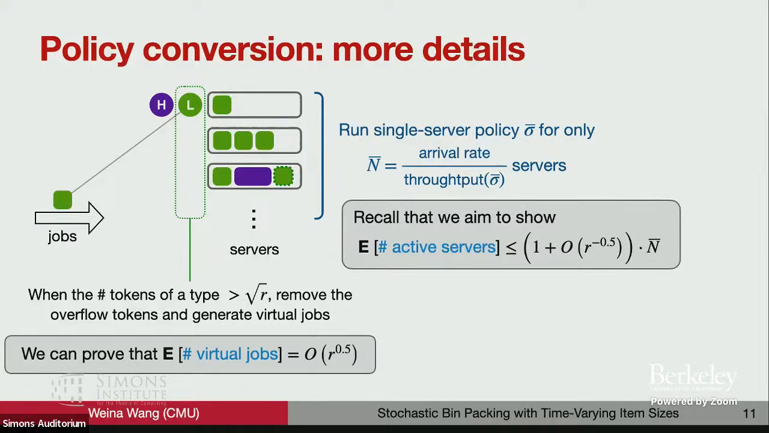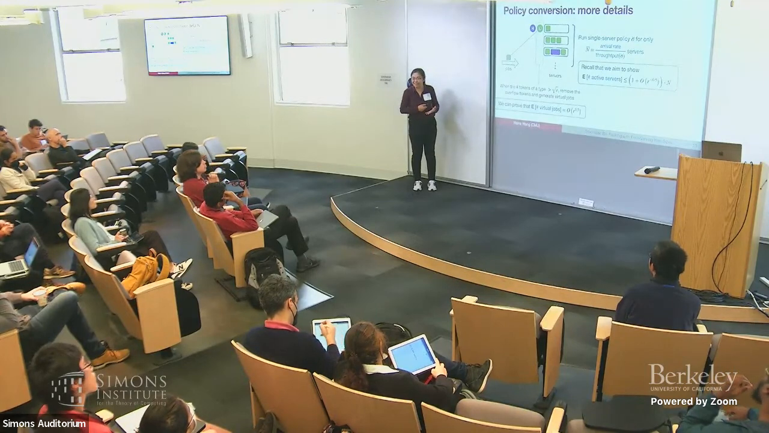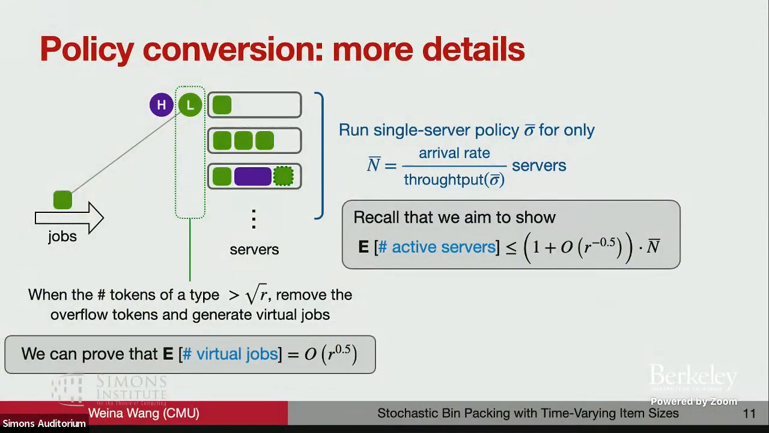Why do you care about saying anything about the expected number of virtual jobs? Let me explain, that's related to the nuance of running this single server policy. When we run the single server policy, actually I lied a little bit. We didn't just take the real jobs as its state. We actually take the real jobs plus virtual jobs as its state. So for them to work similarly to each other, we need to say that the number of virtual jobs doesn't affect that much.